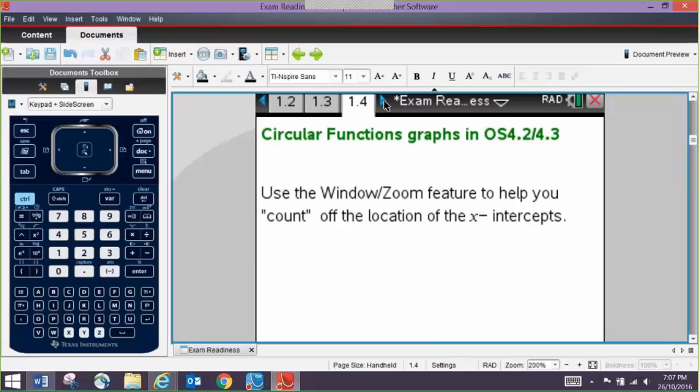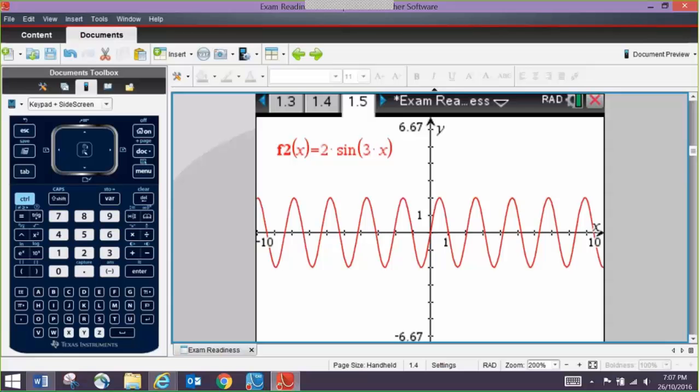For circular function graphs, and this is particularly in operating system 4.2, or some might have already gone on to 4.3, one of the window zoom features is that you can actually change the scale into amounts of pi, which is quite handy. Here I've got a function that you might like to enter, 2 sine 3x, and the first thing I'm going to do is get it ready to answer the question that might have come up.